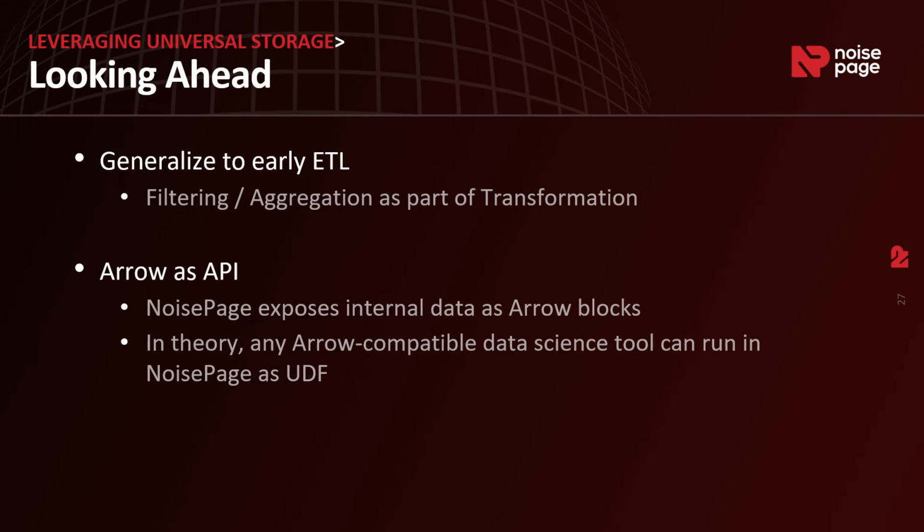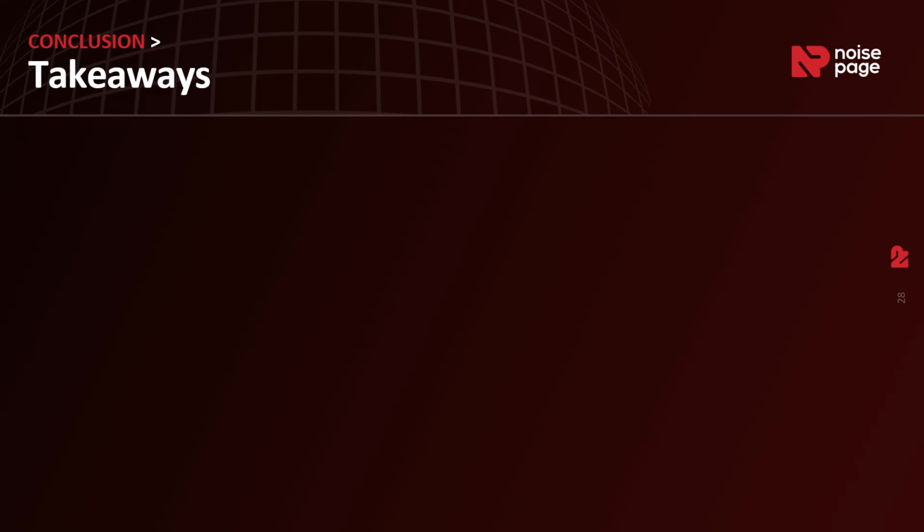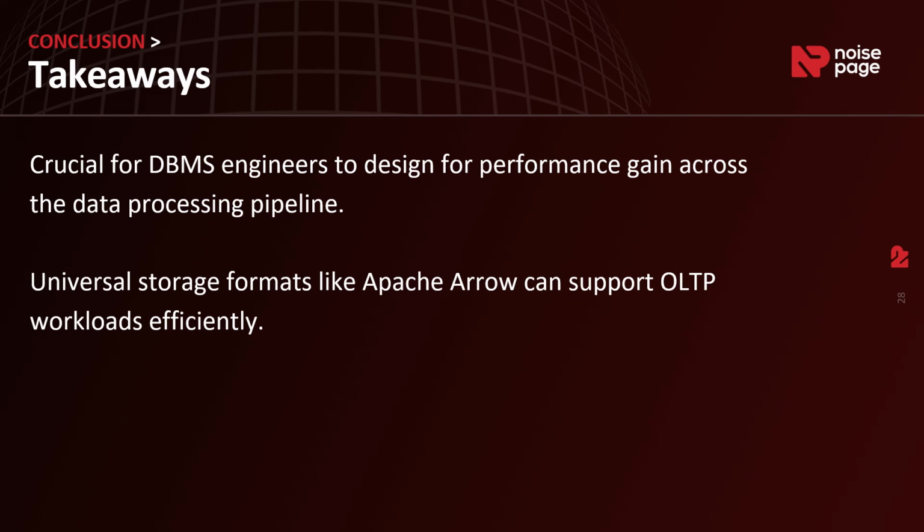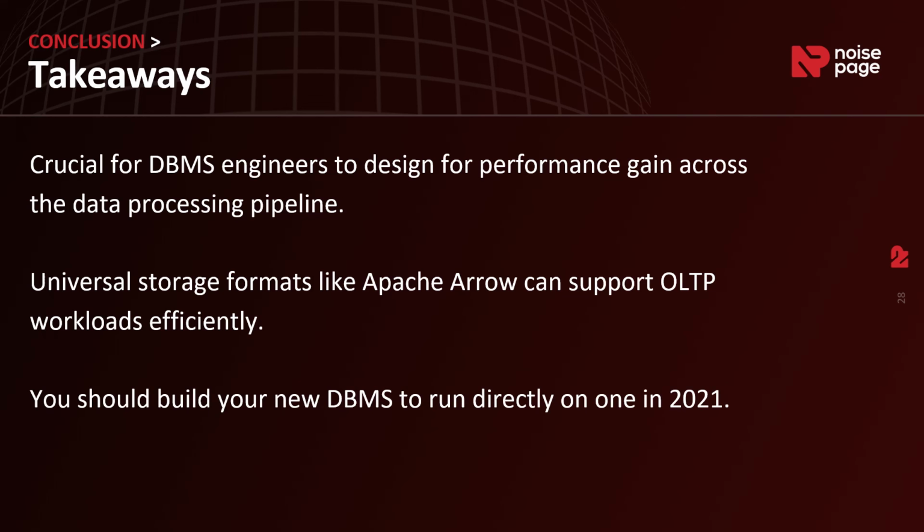To summarize, we believe it is critical for DBMS engineers to design for performance gain across the data processing pipeline. Hopefully, I've convinced you all today that a format like Apache Arrow can support efficient OLTP with a couple of tricks. And we believe that if you're building a new DBMS in 2021, there's no reason for you to invent a new format. Use a universal format. It is doable and brings many exciting opportunities from across the pipeline.